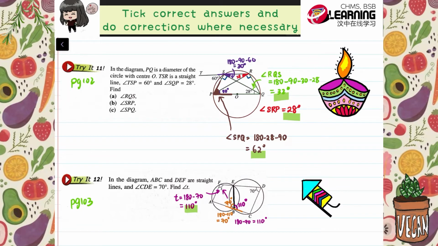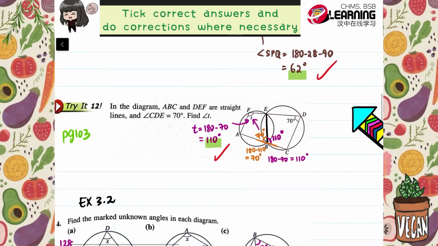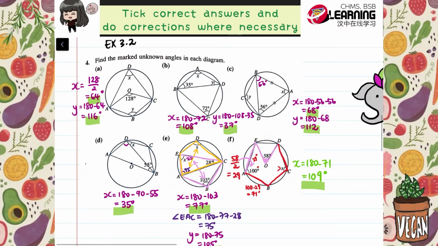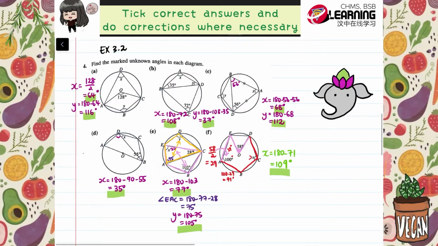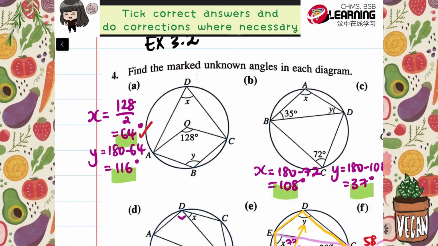Right, let's look at try 11. So try 11, please tick your answer here. Okay, 32, 28, and 62. Try it 12, 110. This one I think no problem. For exercise 3.2, there are some questions here that I ask you to DIY, do it yourself, okay? So let's look at 4A first.